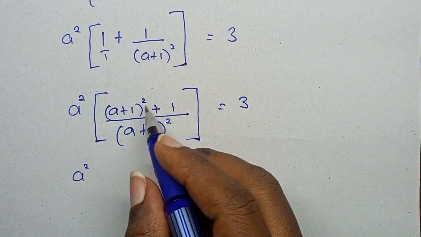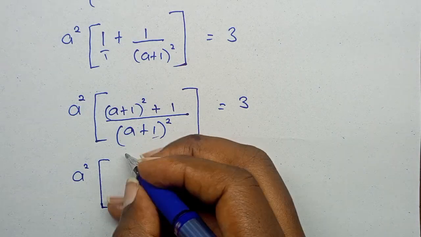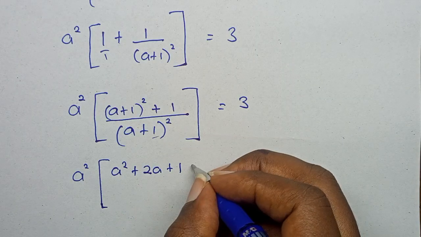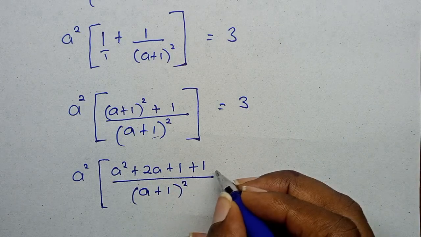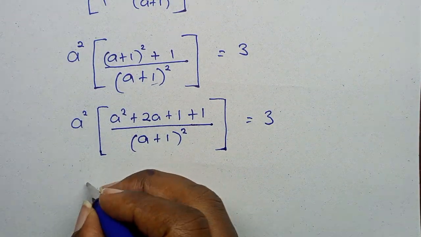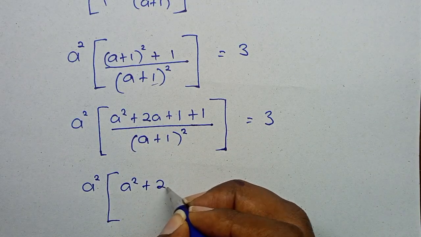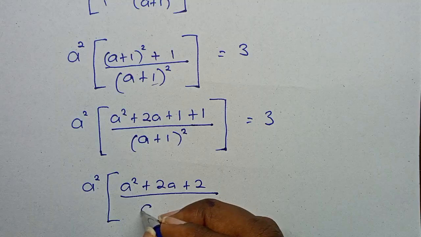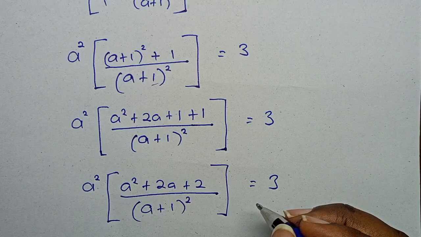So when you open these brackets, or when you expand this, you get a squared plus 2a plus 1, then plus this 1 over a plus 1 squared. All this is equal to 3. So we have a squared into a squared plus 2a, 1 plus 1 is 2, so plus 2 over a plus 1 squared. This is equal to 3.